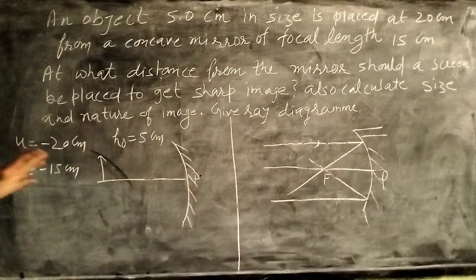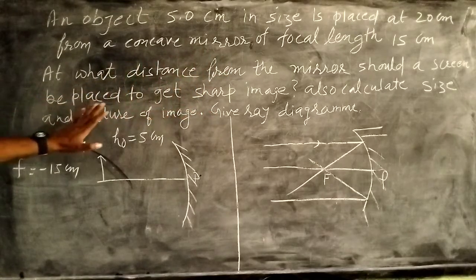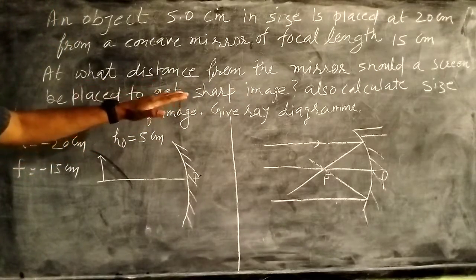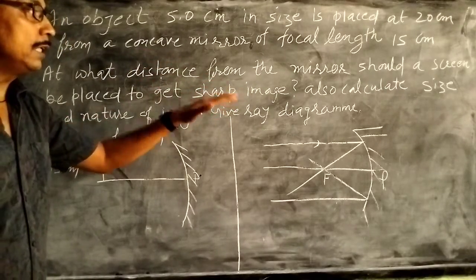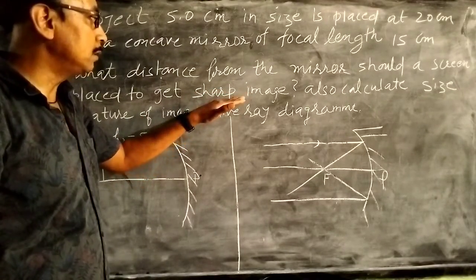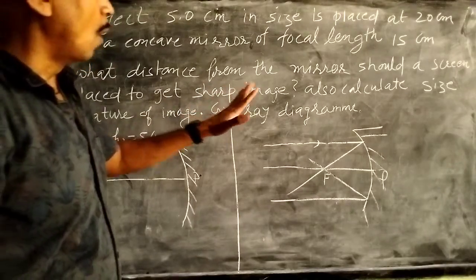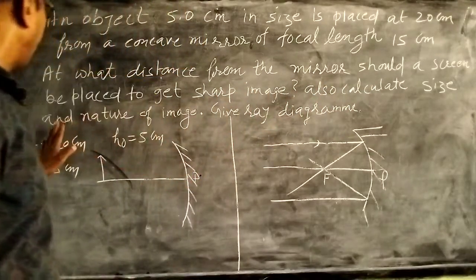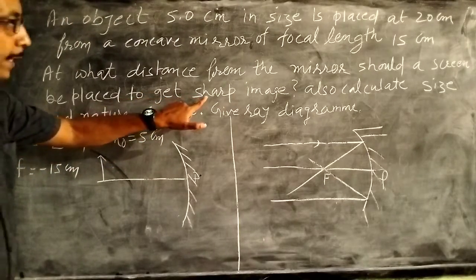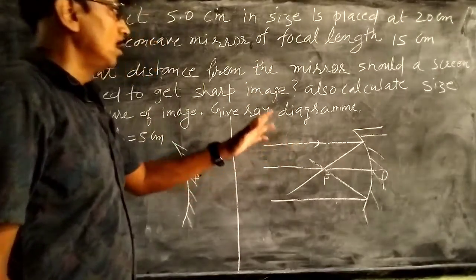What quantities do we have to find out? At what distance from the mirror should a screen be placed to get a sharp image. Here it is saying a sharp image on the screen, and only real images can be taken on the screen. Sharp image means exactly the position of the image. Also calculate the size and nature of the image. So to get a sharp image, we have to find the image distance from the pole.